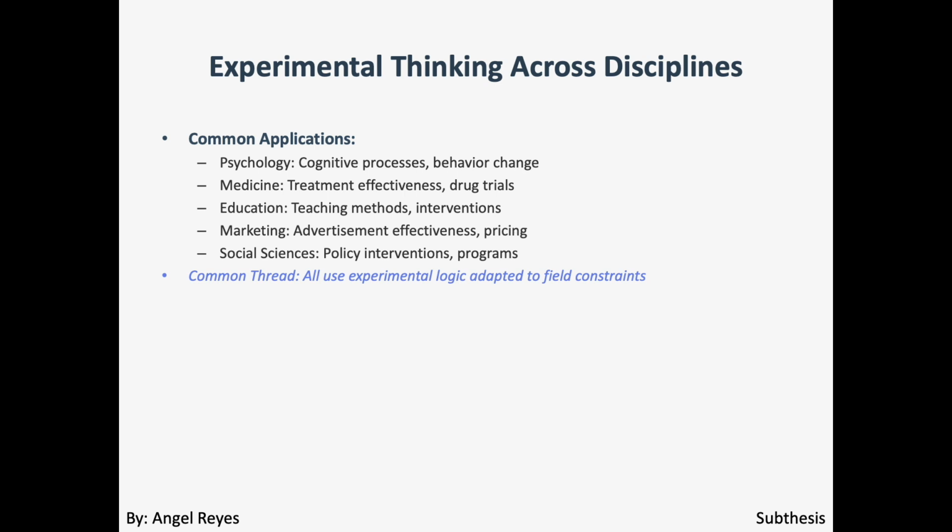Let's consolidate what we've learned. Experiments establish causation through systematic manipulation and control. All 5 key elements must be present for strong causal inference. Random assignment is the defining feature that separates true experiments from other designs. Experimental logic applies across disciplines with contextual adaptations, and understanding limitations helps us determine when experiments are appropriate and when other methods might be better suited.